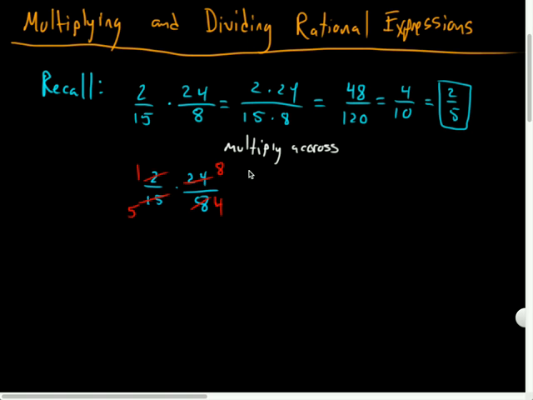I could multiply across now and then reduce, or better yet, let's just cancel right now. 4 goes into 4 once and into 8 twice. And now if I take these values, I've got 1 times 2 is 2, and 5 times 1 is 5, and bam, there's my answer right there. So this method is called cross-canceling.